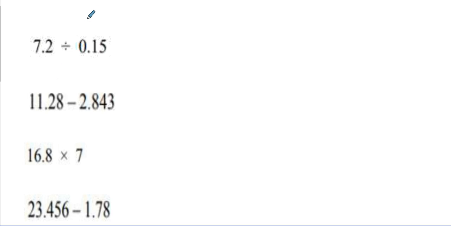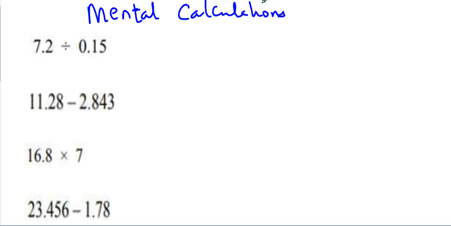This is where we ended. We have these questions which we attempt mentally, and we say mental calculations. That means we don't need a calculator in attempting all these questions, so we do them mentally. Without further ado, let us proceed.